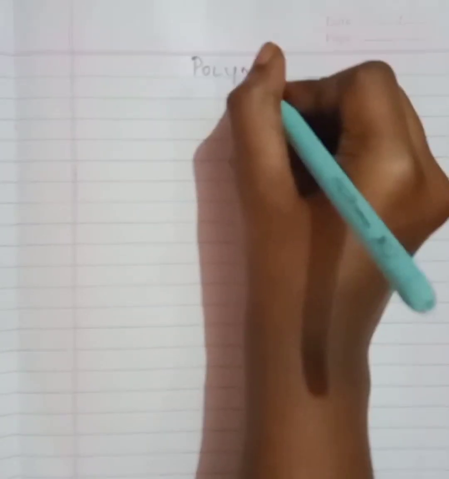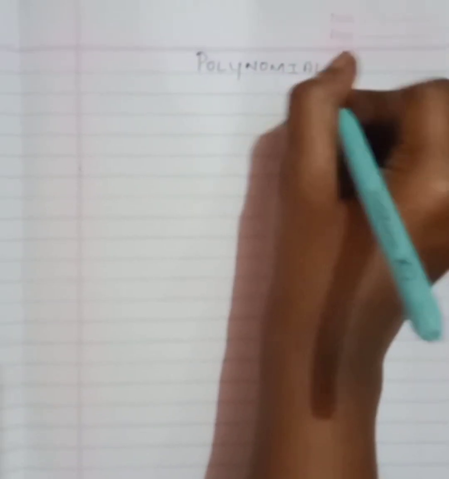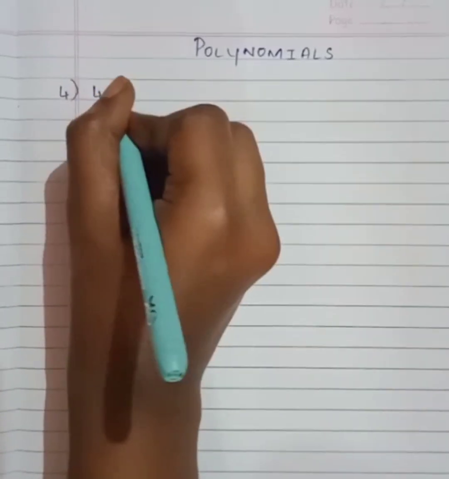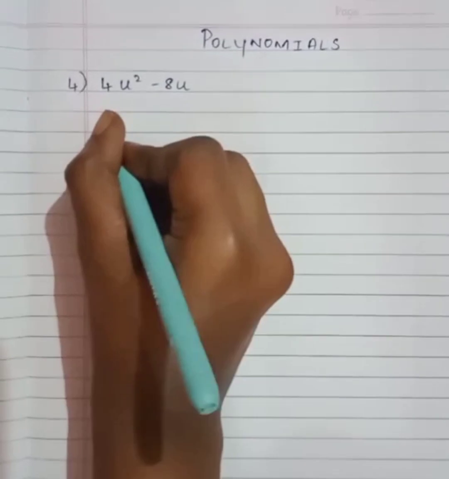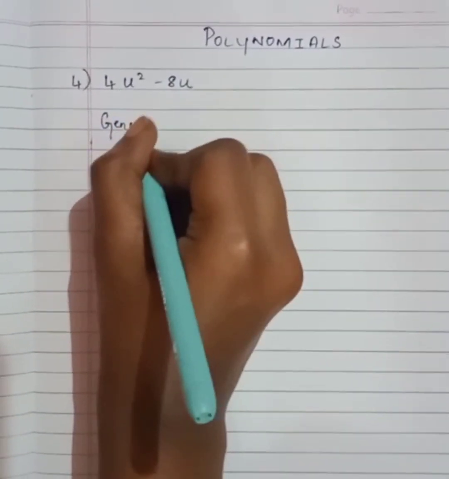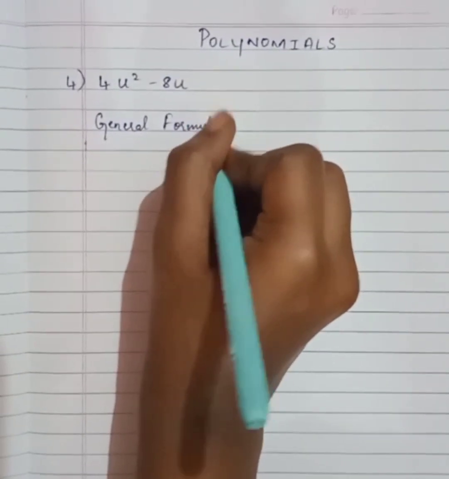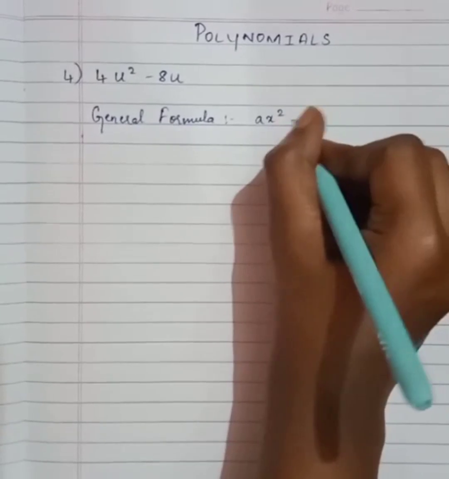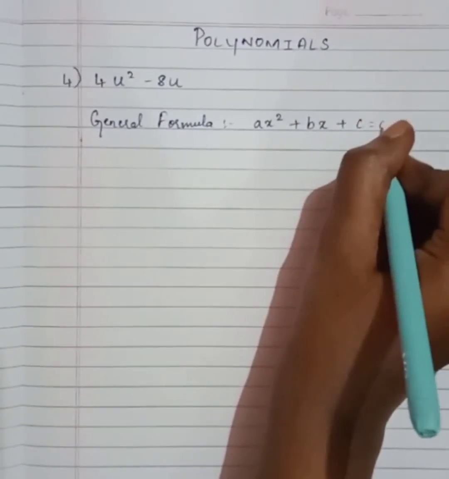In this video, let us learn the remaining three sums of the exercise 9.2 under polynomials. So our question is 4u square minus 8u. There is a general formula for a quadratic equation. It says ax square plus bx plus c equal to 0.